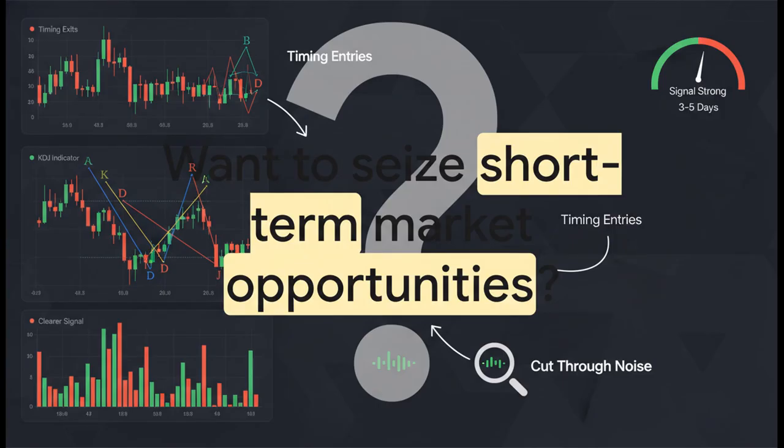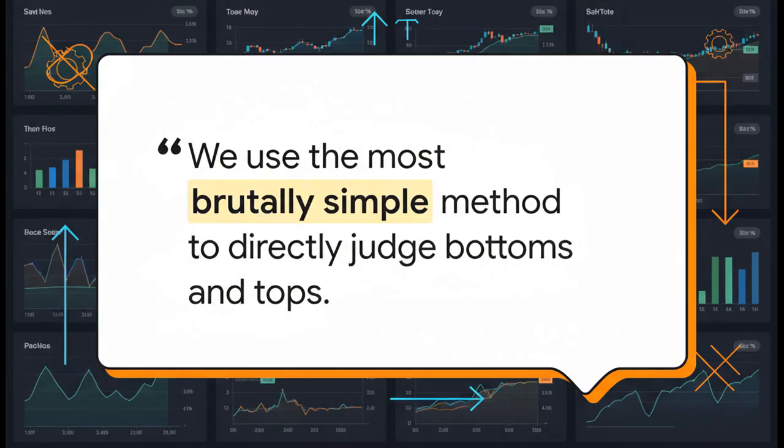A method that just cuts to the chase and gives you a clearer signal for those quick, 3 to 5 day market moves? Well, that is exactly what the KDJ Indicator was built for. And this quote, it really gets to the heart of what we're doing today. We are skipping all the complex theory. We're going straight for the simple, practical stuff you can start using right away. No nonsense, just the good stuff.